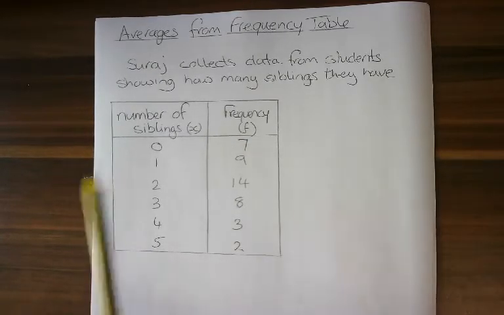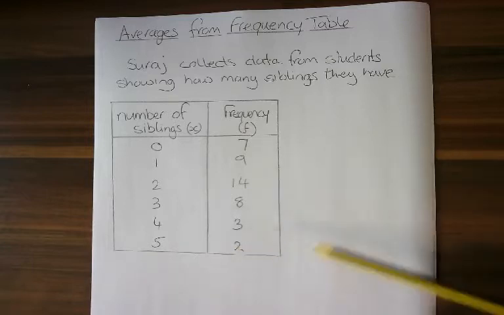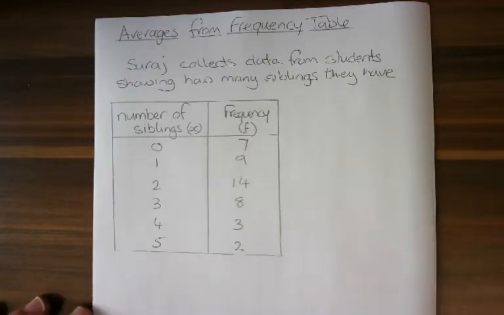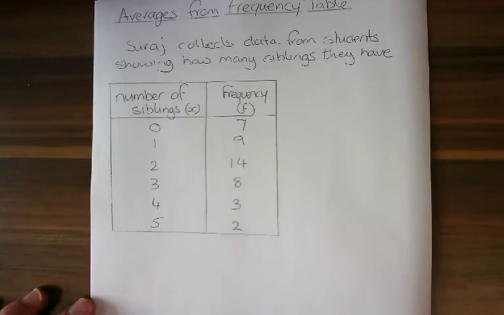So 7 people said they had no siblings at all, 9 people said they had 1, 14 said they had 2, 8 said they had 3, 3 said they had 4, and 2 said they had 5 siblings. That is what the frequency table represents. What we're going to look at now is how to calculate the averages from this frequency table.